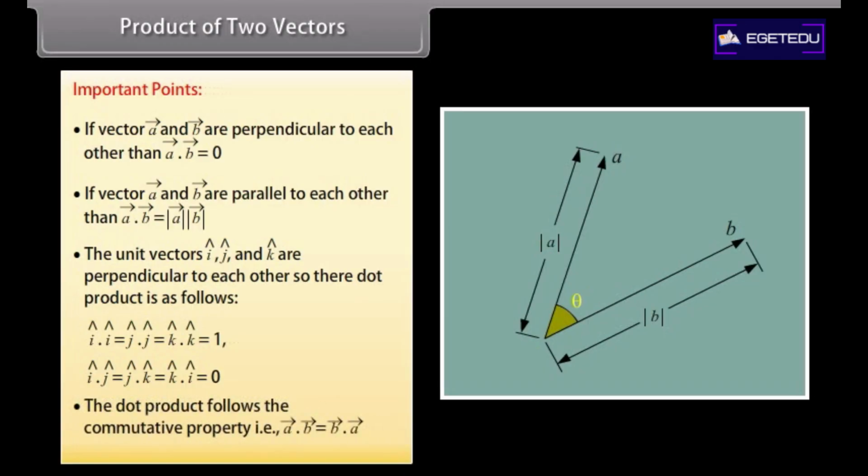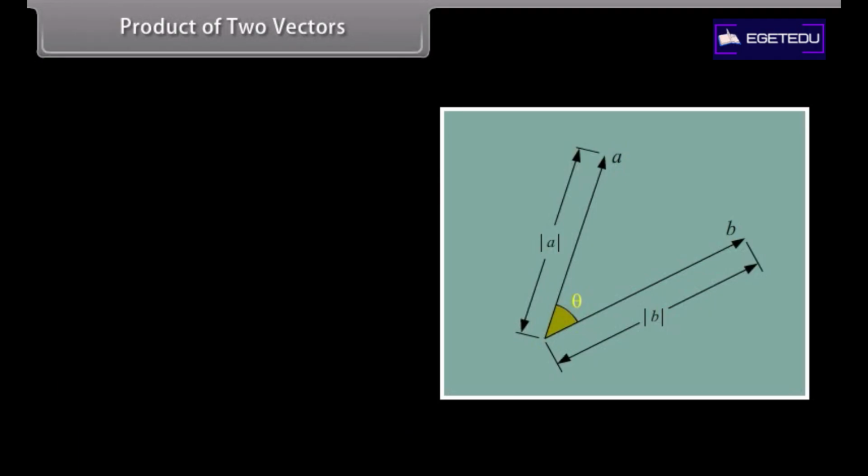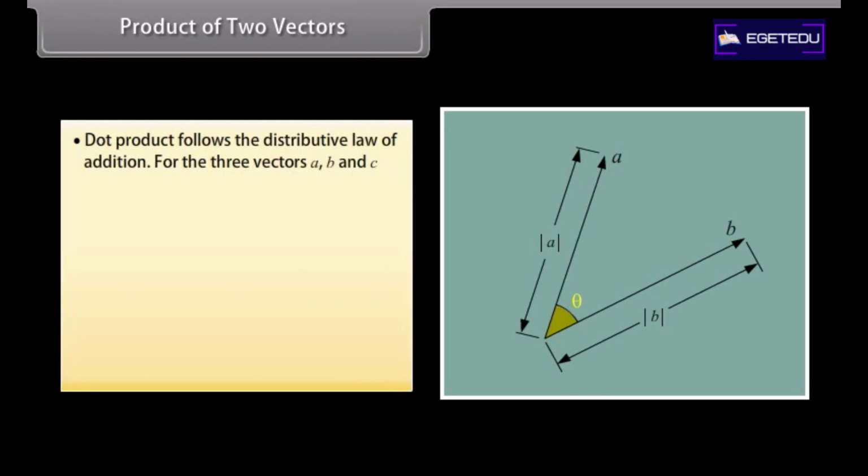The dot product follows the commutative property. That is, the dot product of vectors A and B is equal to the dot product of vectors B and A. The dot product follows the distributive law of addition for the three vectors A, B, and C. Dot product of vector A and vector B plus vector C is equal to the dot product of vector A and B plus the dot product of vector A and C.